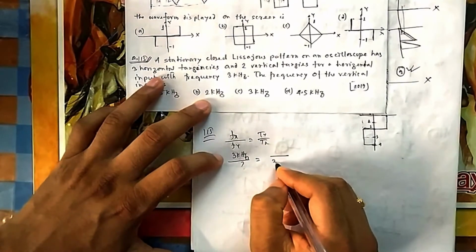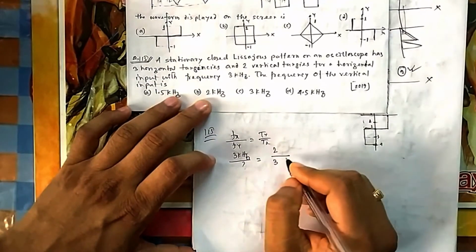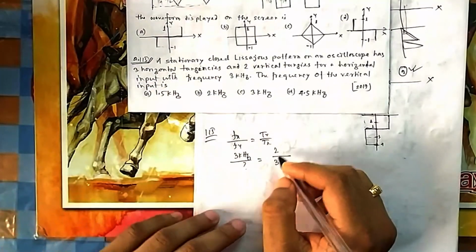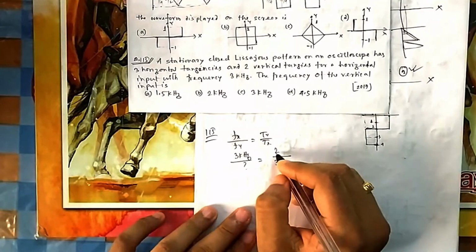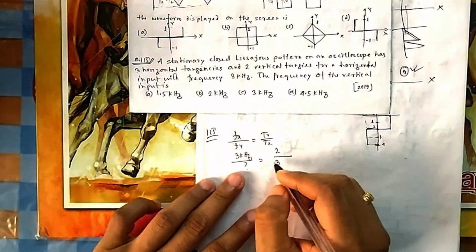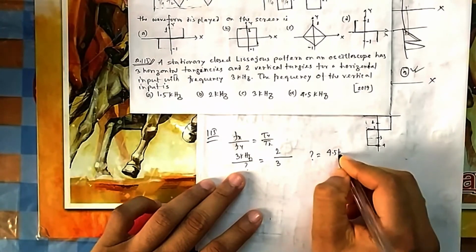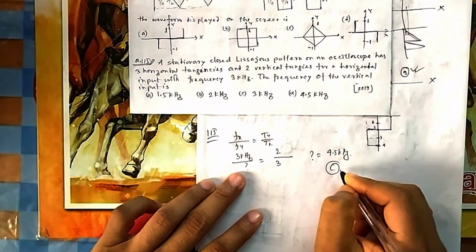Horizontal tangency and intersect are the same. You can use either tangency or the tangent. Generally we go for intersect, because that is easier to visualize than finding a tangent. So that's why we go with this one. So you can see 3 3s are 9 by 2, it is 4.5 kilohertz. That is your option D.